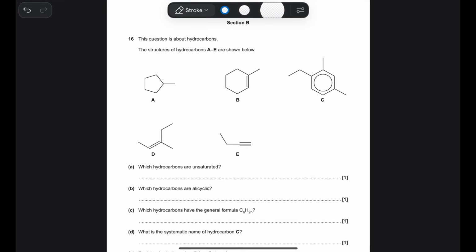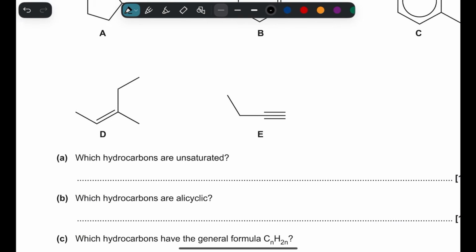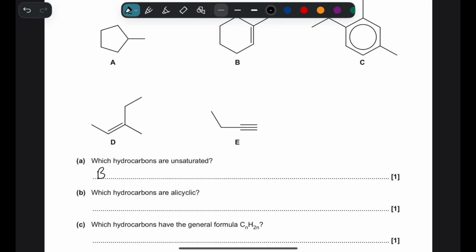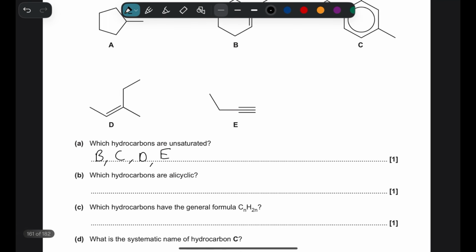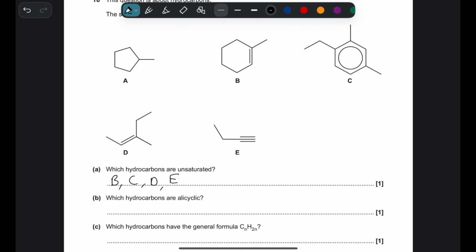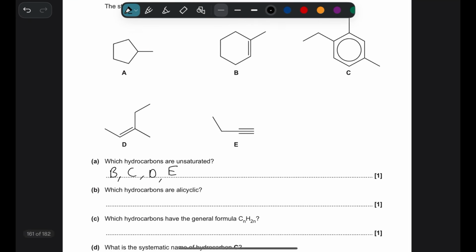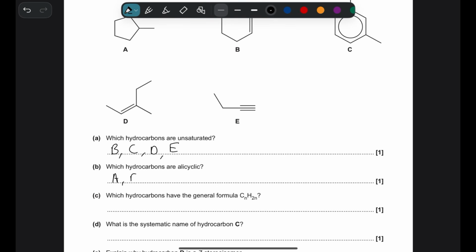Okay, so first of all, for this one, which hydrocarbons are unsaturated? Unsaturated means that we're looking at the presence of a carbon-to-carbon double bond, really, or just that there isn't the maximum number of hydrogens. So B doesn't have the maximum number of hydrogens, I can put that down there. C, benzene, also doesn't have the maximum number of hydrogens, so we're going to put it down. D has a double bond. E has this thing. I forgot what it's called, but yeah, it's got one of those. In terms of alicyclic, we need to think, well, look here, cyclic compounds, A and B. Those are the only ones that are cyclic compounds, so we're going to put A and B.